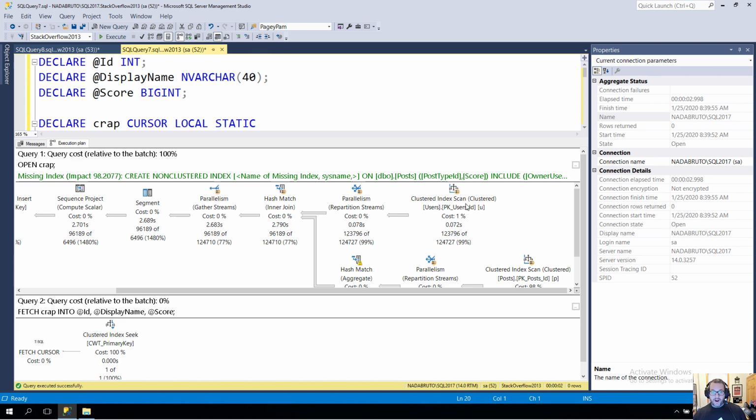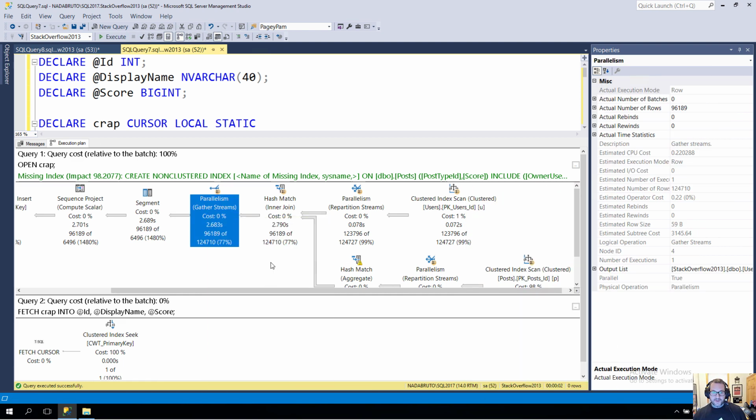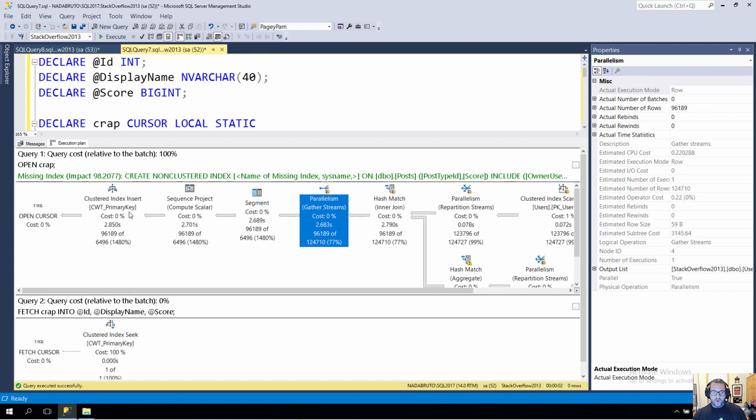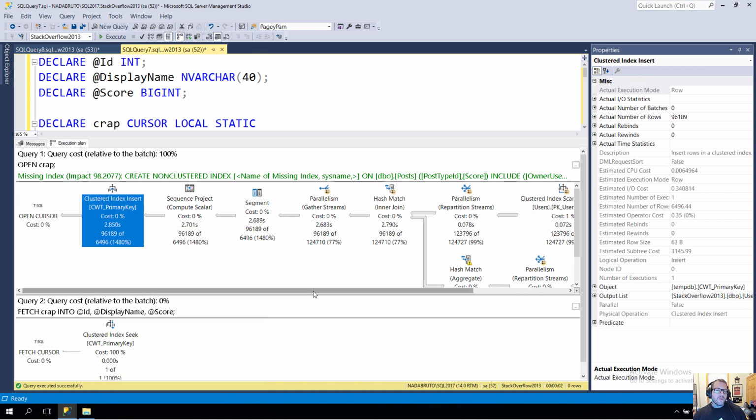We actually have parallel, parallel, parallel, parallel up until we gather streams here, and this runs for about, let's be fair, 2.8 seconds. So we got about 12 seconds versus about 3 seconds, right? So about a 9-second difference in the query that drives the initial population of the cursor temp table. So it's kind of nice, but you should be careful with your cursors and all that.